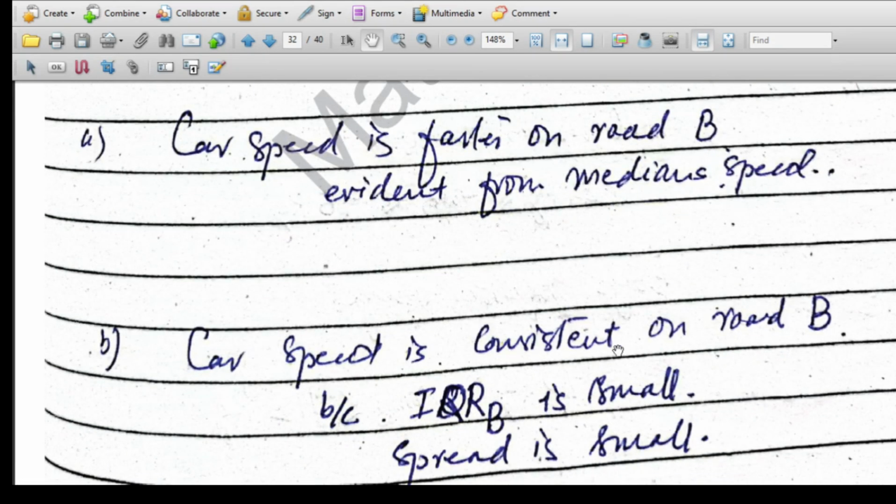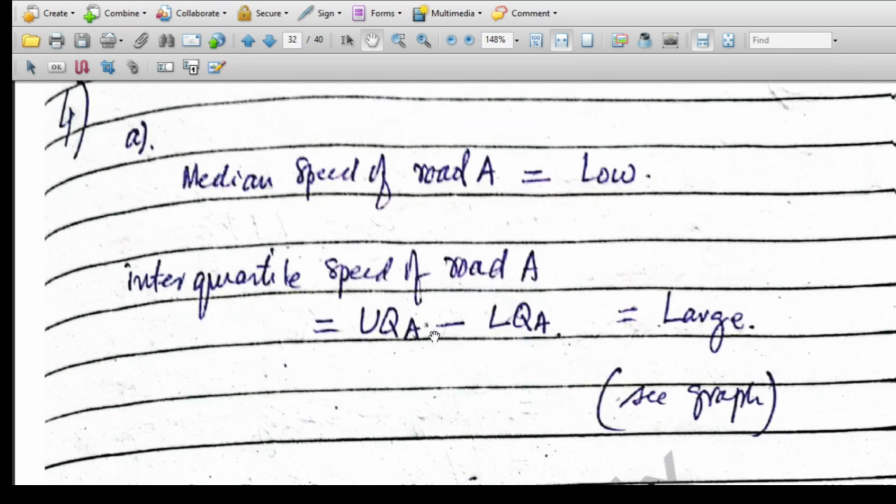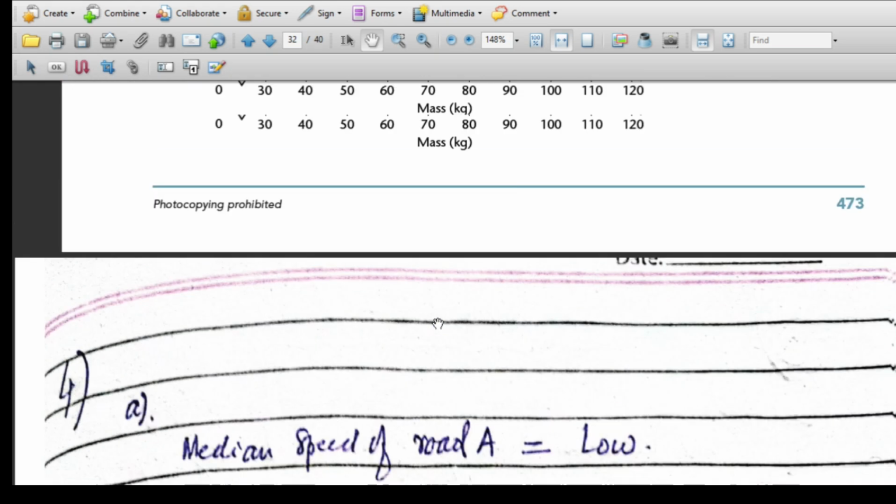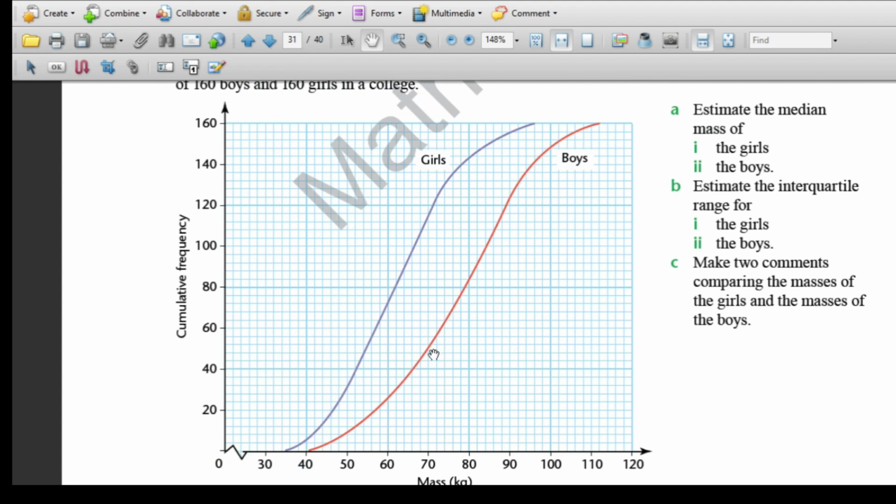Similarly, the car speed is consistent on road B because the interquartile range is quite close. So the road B speed is consistent. For the interquartile range, here we have this 40 speed and 120. So the speed difference is between 70 to 90. So this is very close.